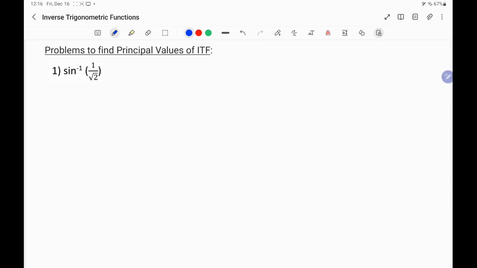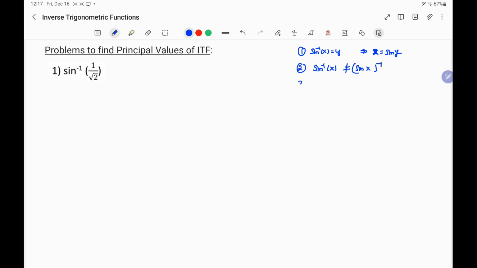Let's take problems to find the principal values of inverse trigonometrical functions. Before that, we will take some properties. If sine inverse x is equal to y, then it can be written as x equal to sine y. Second is that sine inverse x is not the same as the whole inverse of sine x.